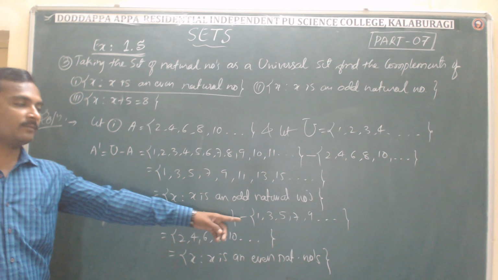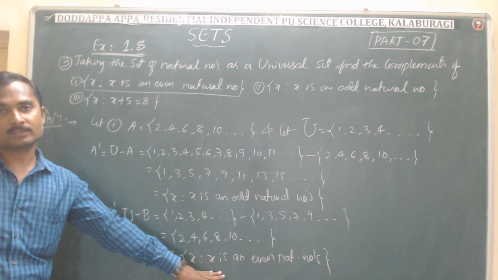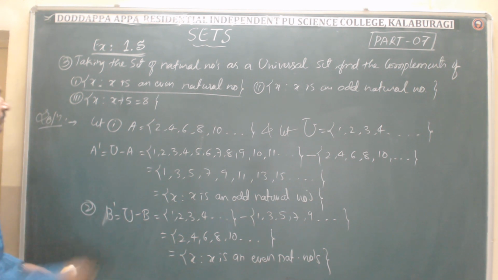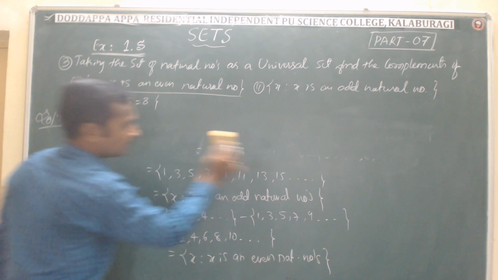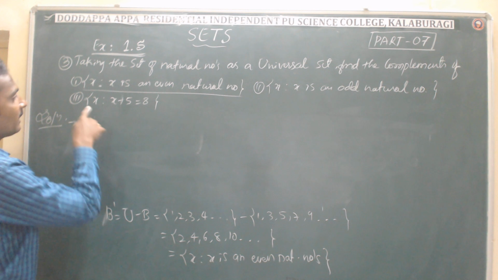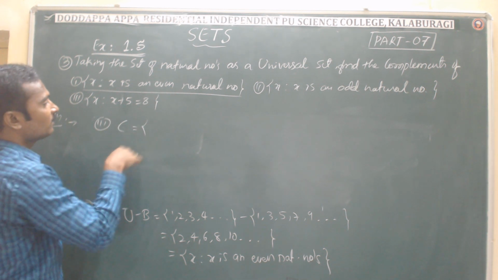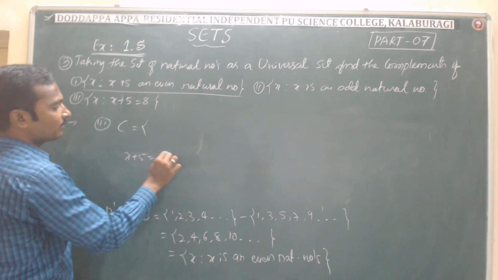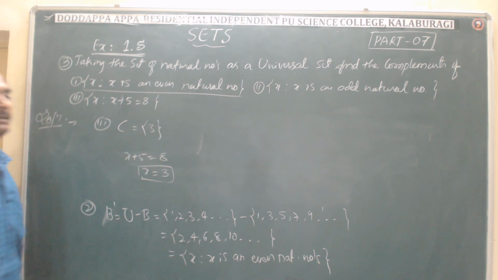If you delete the odd natural numbers 1, 3, 5, 7, 9 from the set of all natural numbers, what is left is the even natural numbers. Similarly, you can see the third one. For the third one, U is the universal set. What are the elements of this set? Let it be a set C. So, x plus 5 equals 8, so x equals 3. It means only the element 3 is there in the set C.